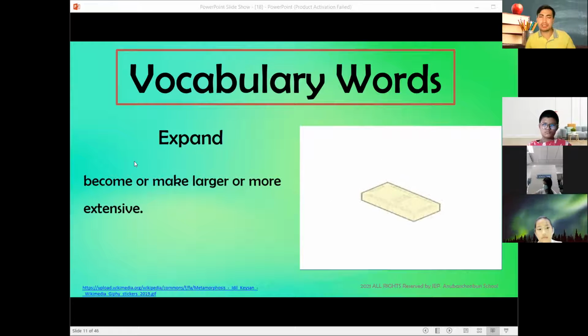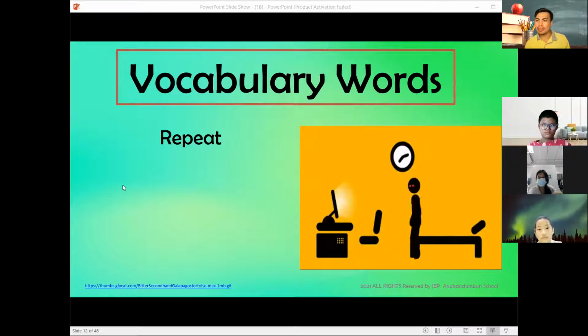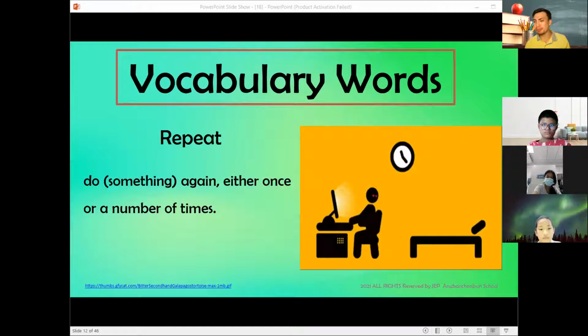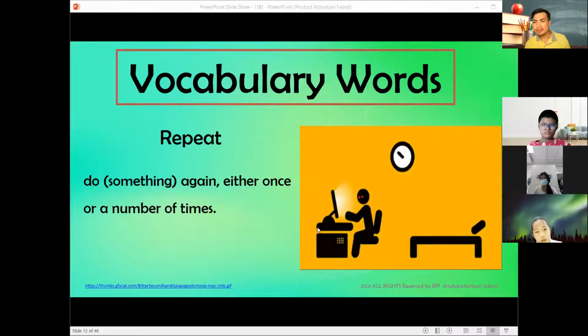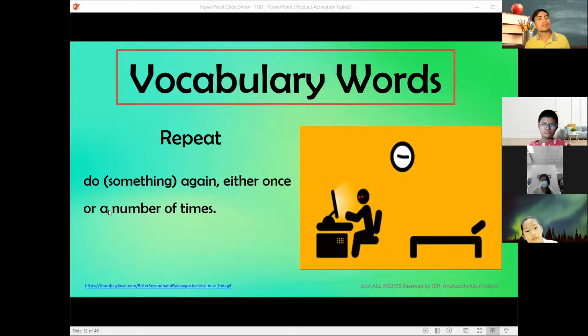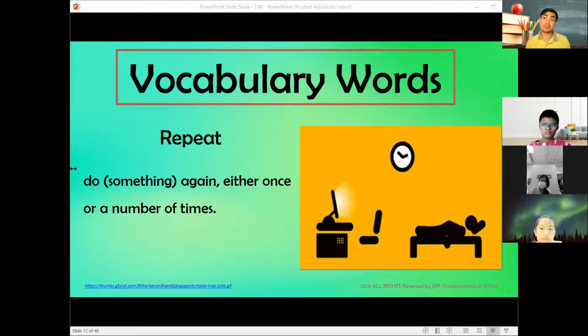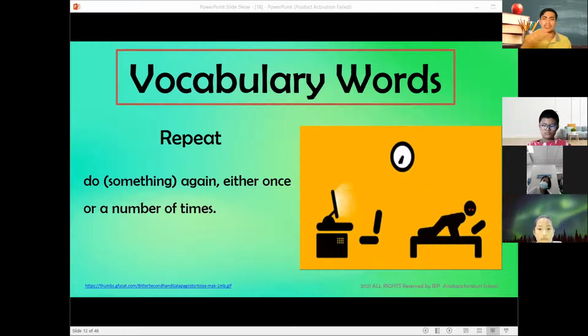Next word here is repeat. May I ask Don Rapon to read the definition of repeat? Don Rapon: Do something again, either once or a number of times. So that is repeat. It means you do it again. For example, based on this picture, the guy is sleeping, doing something on the computer, then sleeping again, doing something on the computer, sleeping again. That is repetition. You do it again and again and again.